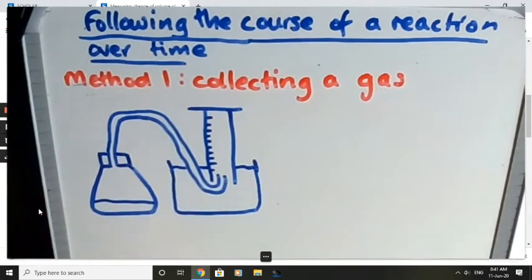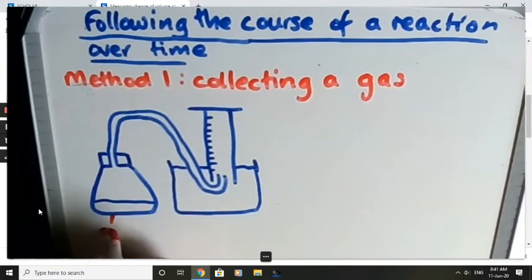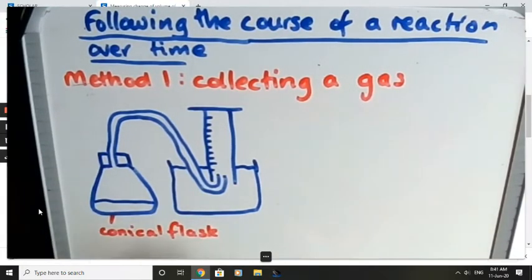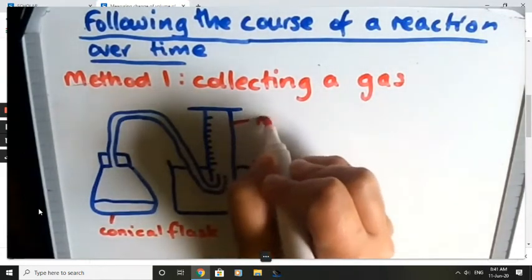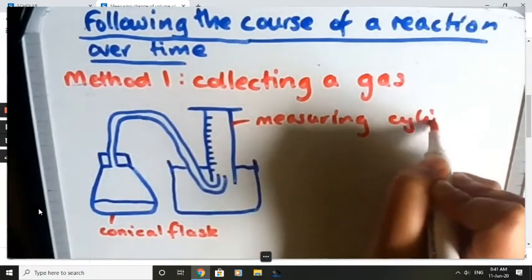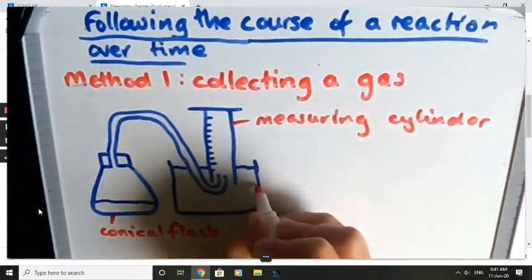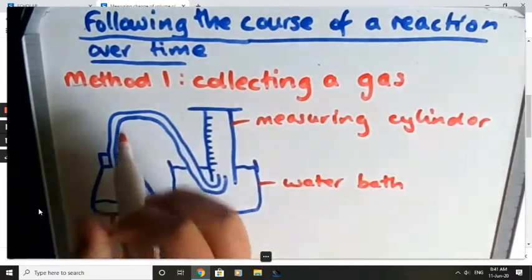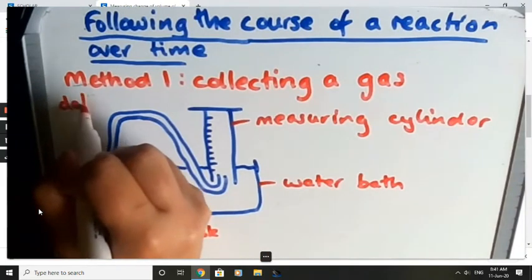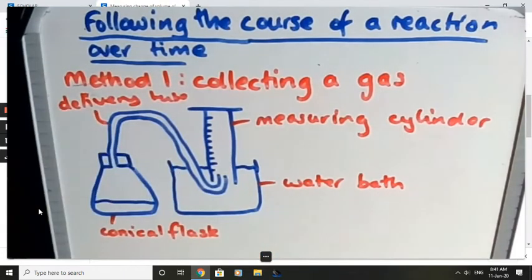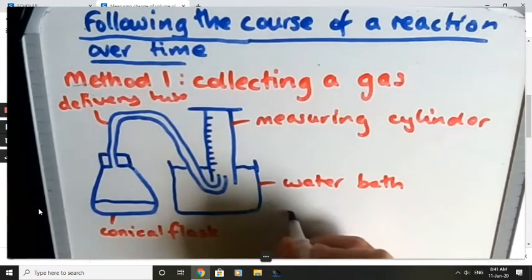So we'll just label that quickly. You've got your conical flask. You've got your measuring cylinder. And you've got a water bath. And finally, if I can squeeze it in here, delivery tube. Okay, so I'd like to see this diagram in your notes under the title Method 1, Collecting a Gas, and this is collecting a gas over water.